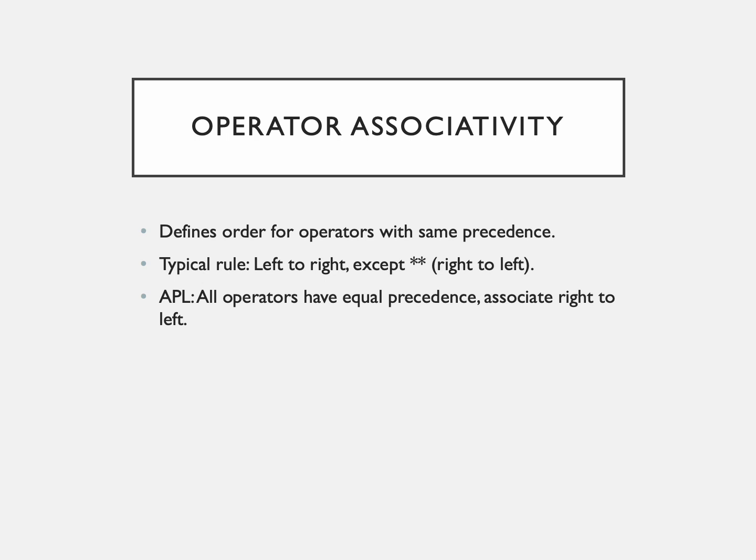Then we have right to left associativity, which is rare in some cases. It is for things like exponentiation, star star in Python, and assignment operators. These follow this right to left associativity. This means evaluation happens from right to left. Then we have APL, which is right to left associative for all operators. In the APL programming language, all operators have the same precedence and follow right to left associativity. This is an uncommon rule in most modern programming languages.